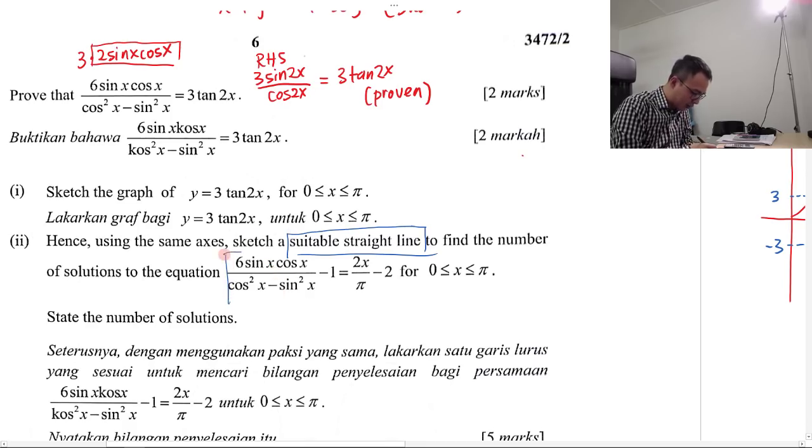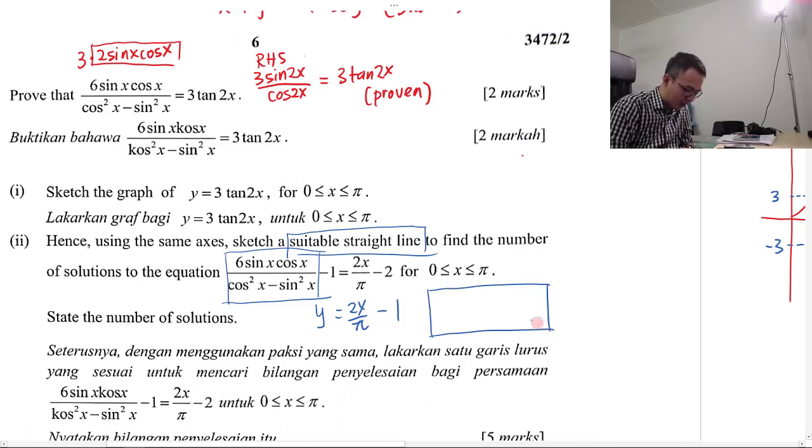Because we know the whole thing here is equals to 3 tangent 2x. And 3 tangent 2x, the part 1 tells me is y, so the whole thing here will be y. And then minus 1 I move to the other side, it will become plus 1. So it will be 2x over pi, negative 2 plus 1, I get negative 1. So basically this is my equation. Then I will want to draw my equation because later I need to find the number of solutions.